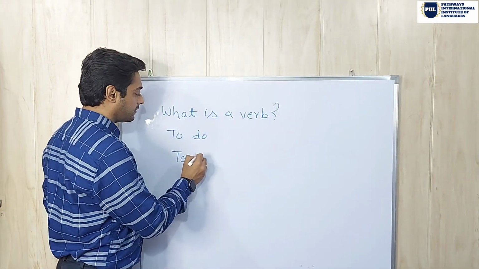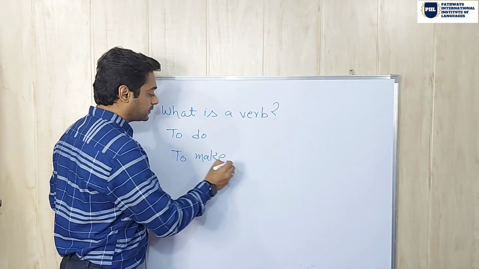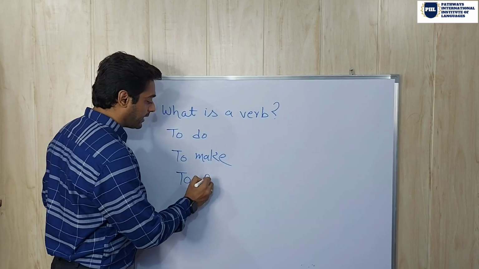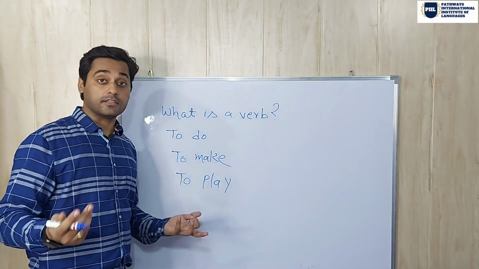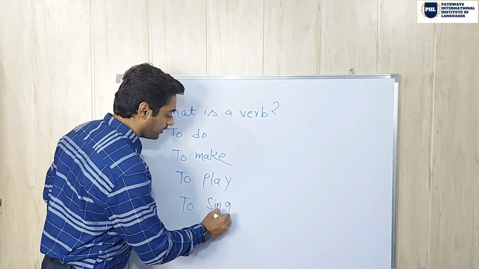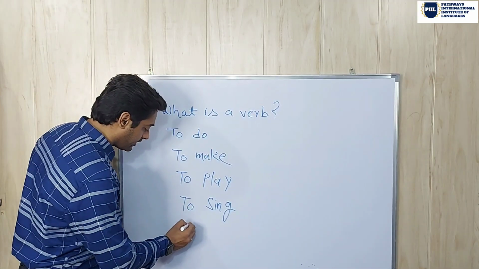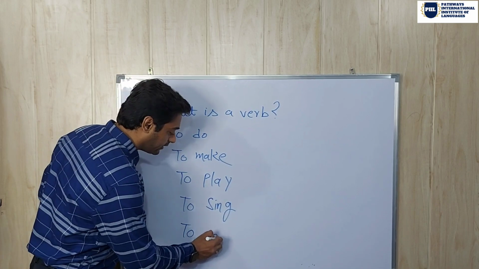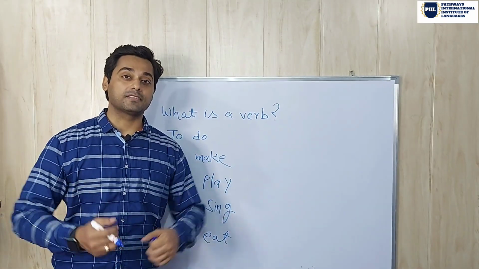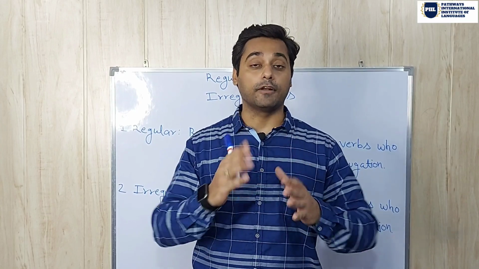Next, to make. To make is also a verb. To play is a verb. To sing is also a verb. What else? Let's take to eat, which is also a verb. So these are all verbs. Now we will learn about French verbs.